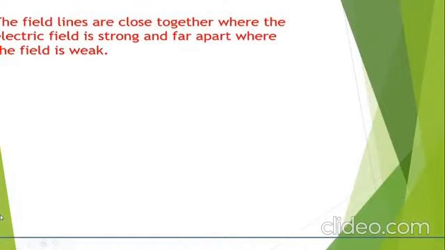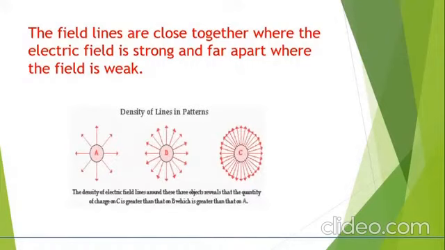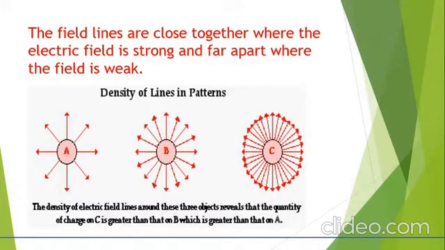The strength of the electric field can also be represented with the electric field lines. If the field lines are closer together, then the electric field is strong. And if the field lines are far apart, then the electric field is weak. As we can see in this figure, there are three different quantities A, B and C. Here the density of the electric field lines around these three objects reveals that the quantity of charge on C is greater than that on B, which is greater than that on A. Or we can say the quantity of charge on A is smaller than that on B, which is smaller than that on C.